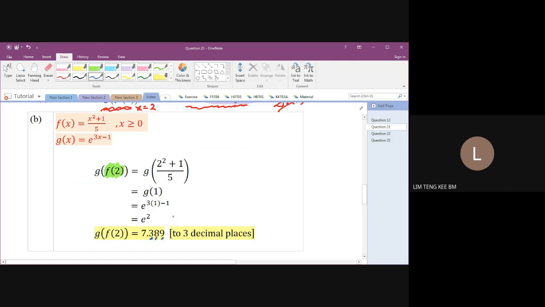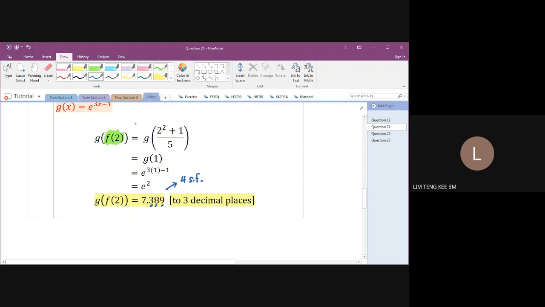And just for extra info, this is the case for significant figures. I hope that you don't get confused between significant figures and decimal places. Sometimes they are the same, sometimes they are not the same. So in this case, the significant figures and decimal places are different. If I want to refer to significant figures, this is it. So this is the solution that we require for question 21b.